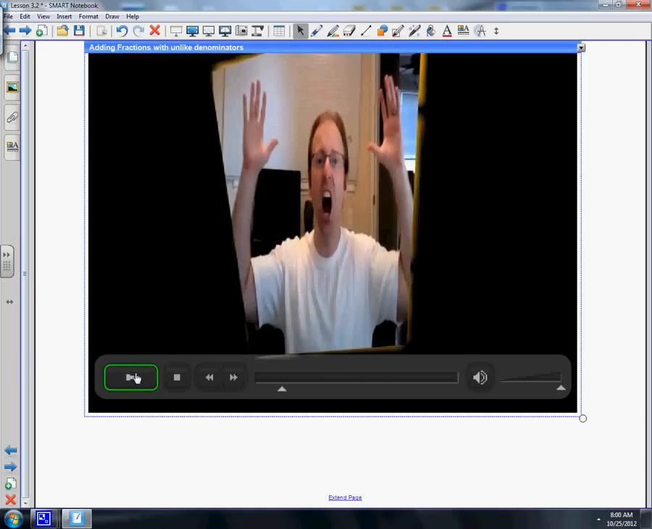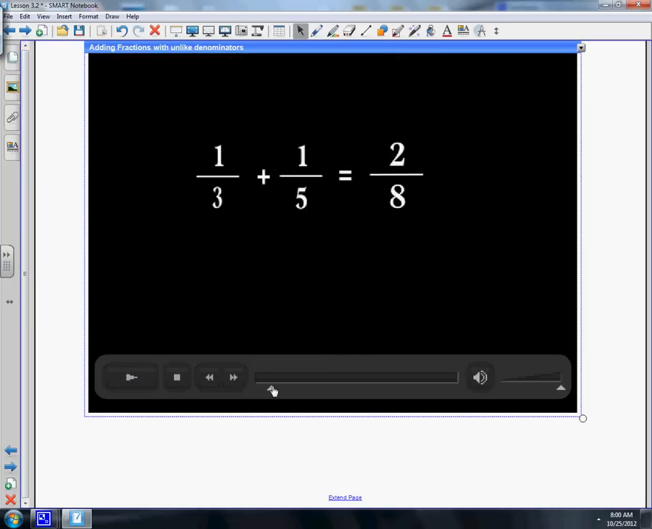Notice what they just did in that video. They added the denominators. 3 plus 5 equals 8 and 1 plus 1 equals 2. That is not correct. That's why the teacher's saying no.